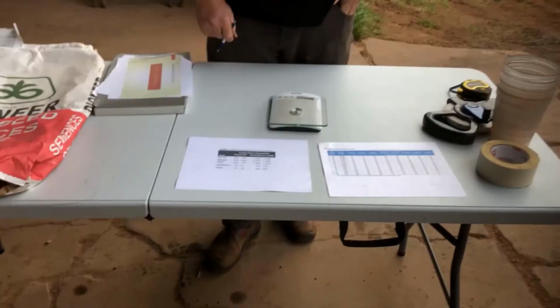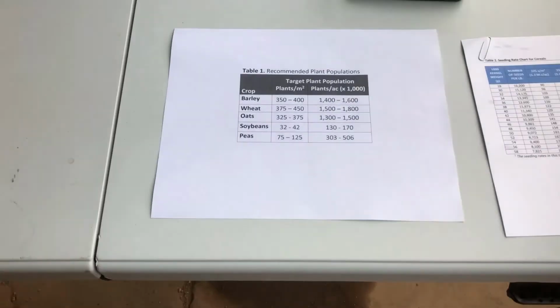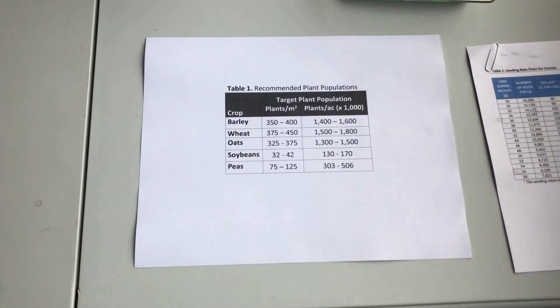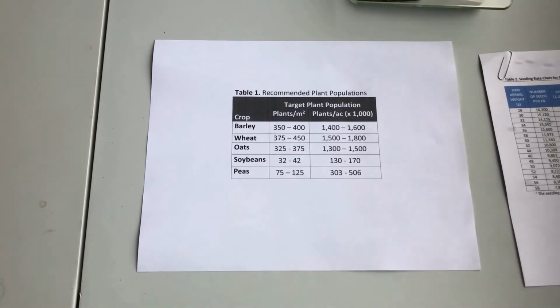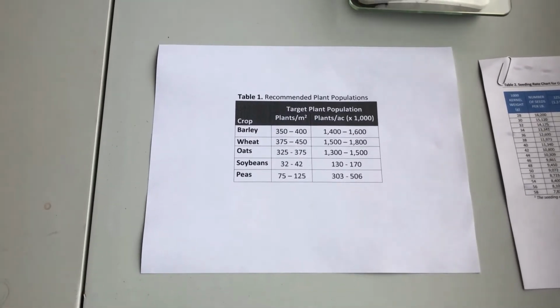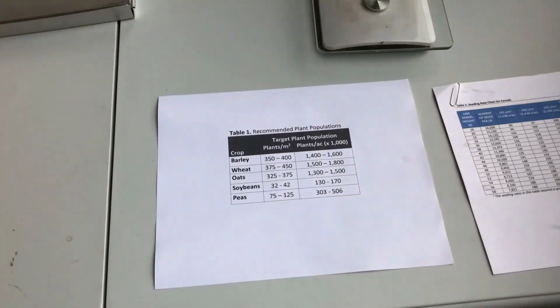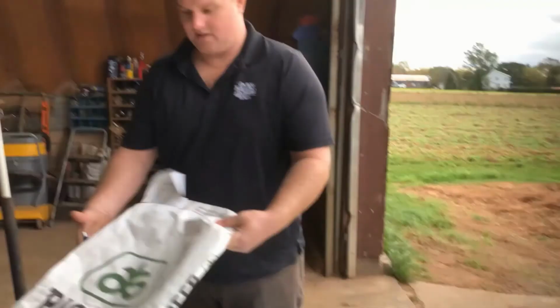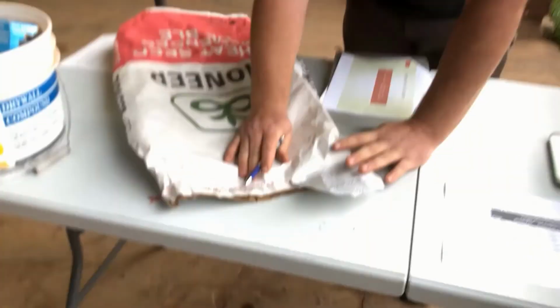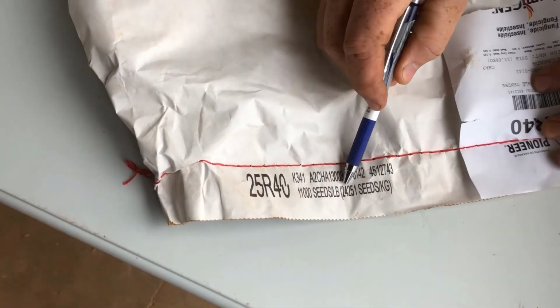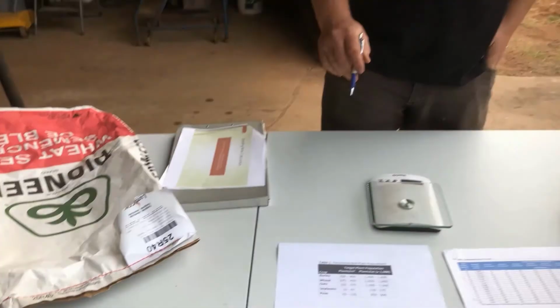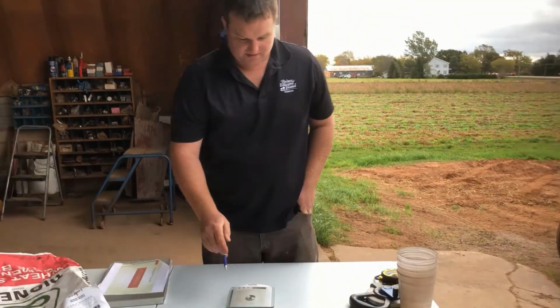Okay, so for today's demonstration, we're going to be seeding wheat, and if you look here, these are the recommended plant populations for cereals in Atlantic Canada. So between 375 to 450 seeds per meter square, which is 1.5 to 1.8 million seeds per acre. The easy way to do this is, if you look at the seeds you're sowing, it'll say on the tag, so this year's 25R40 seeds are 11,000 seeds per pound. So we're going to be targeting a rate of 1.7 million seeds per acre.